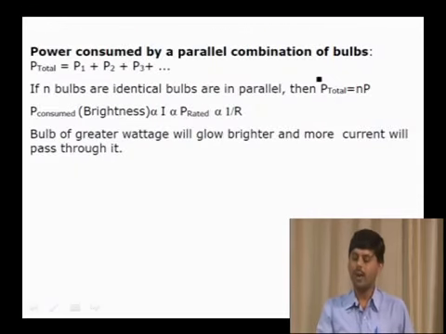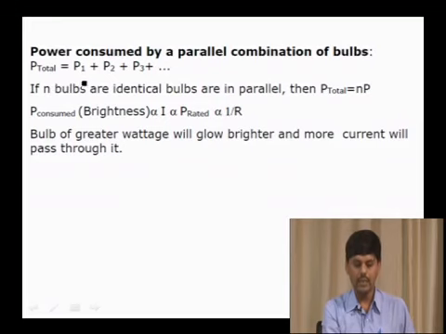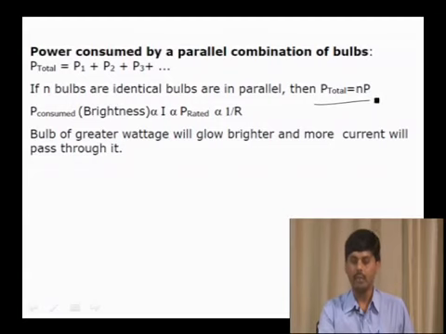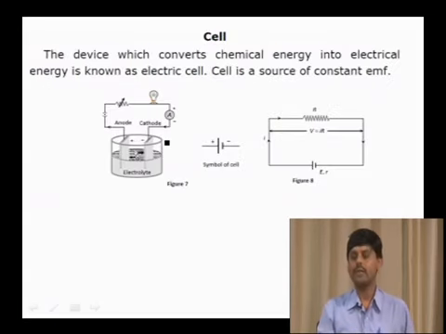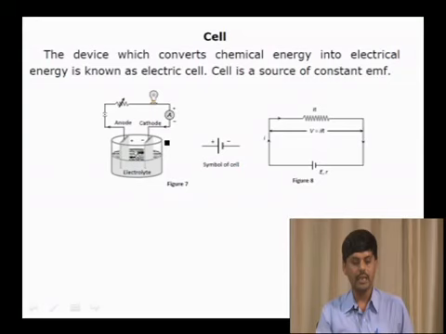Similarly, for a parallel combination of bulbs, the total effective power is P1 plus P2 plus P3. If all bulbs have equal voltage, then P total is equal to NP. Here, power consumed is directly proportional to the current, directly proportional to the P rated, and inversely proportional to R. It means that when bulbs are connected in parallel, the one with the greater wattage will glow brighter.